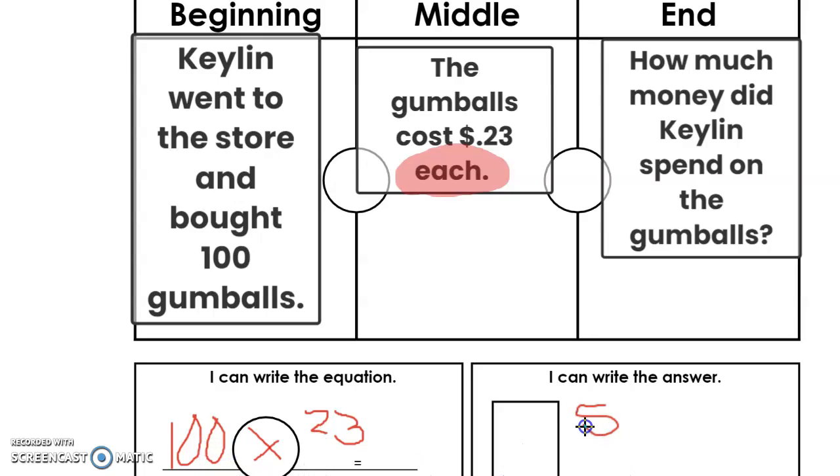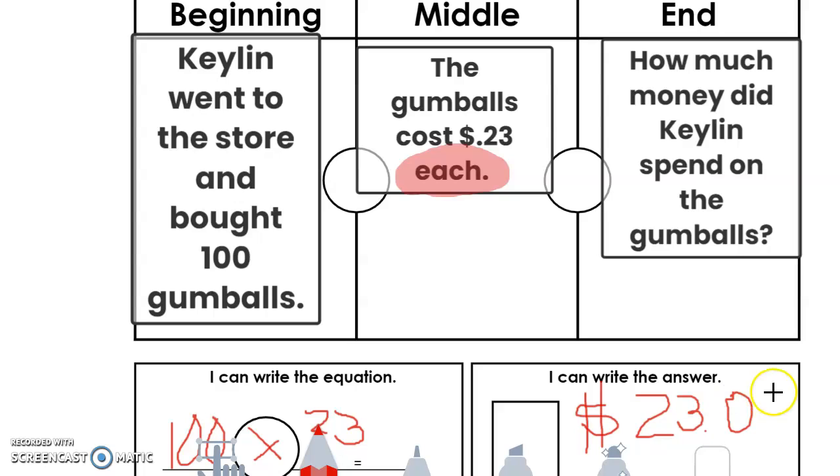So $23.00. Okay. Now you are going to select a word problem.